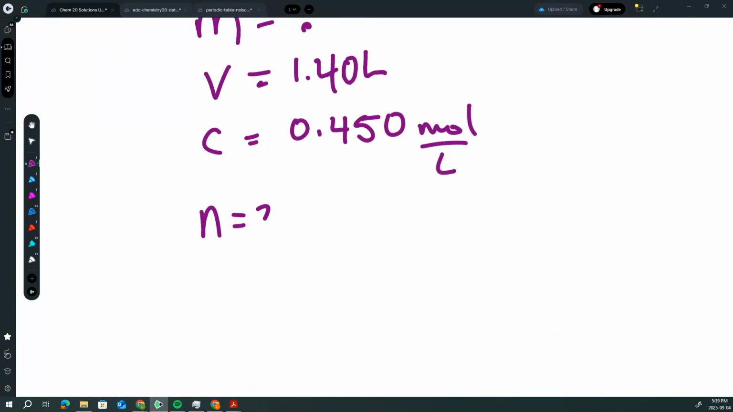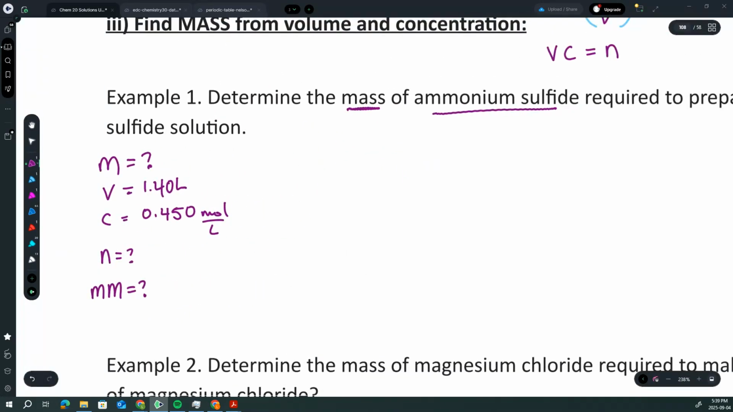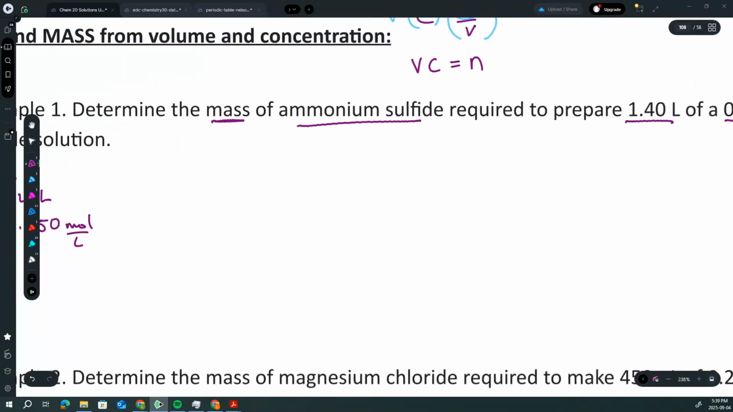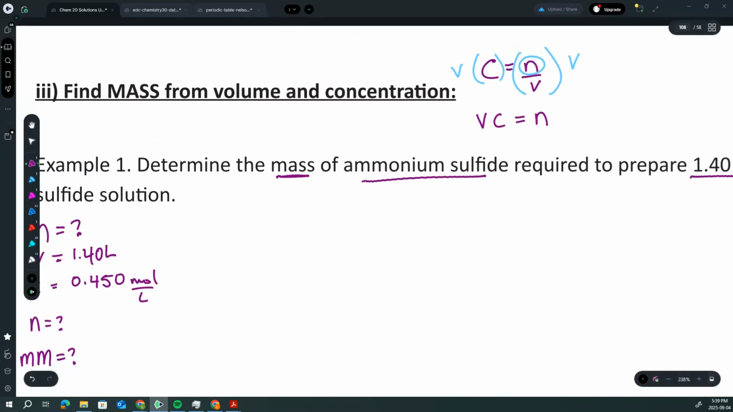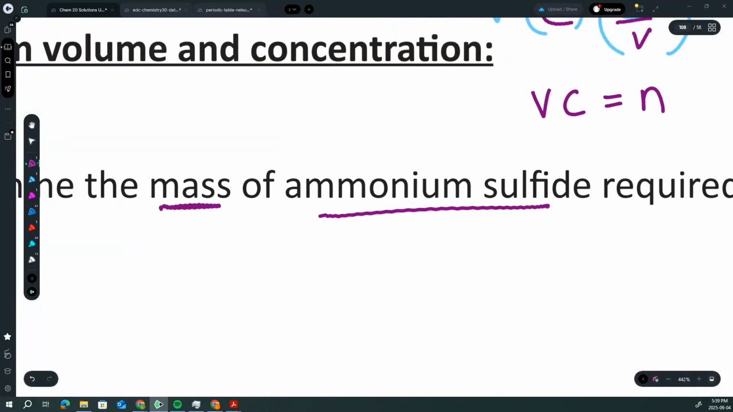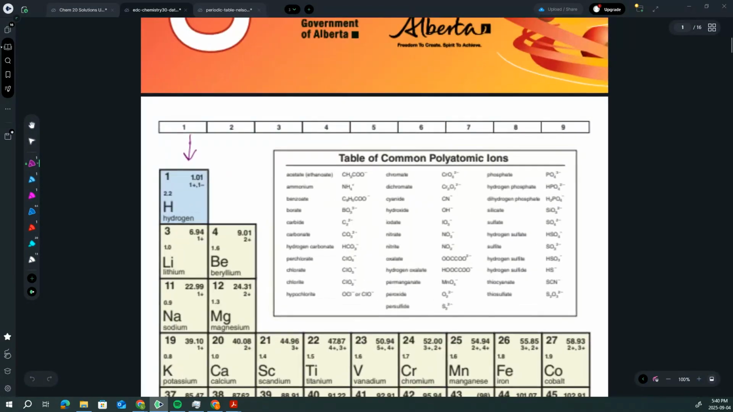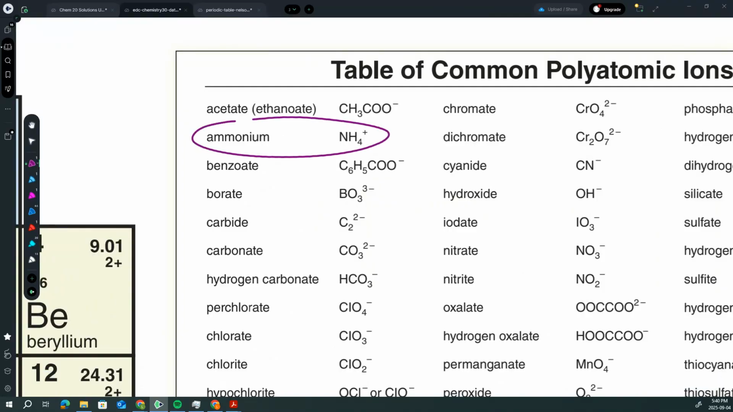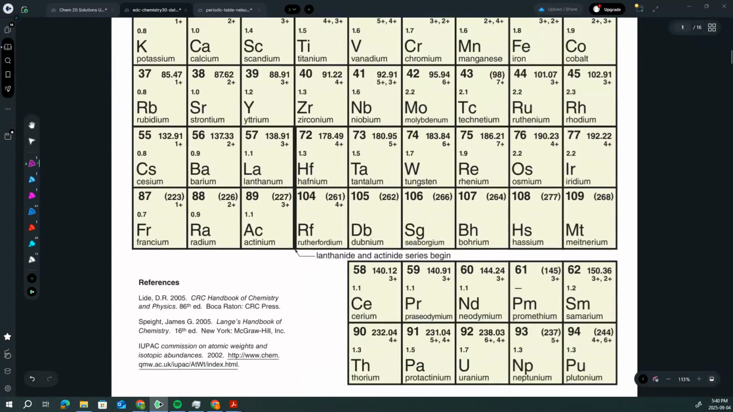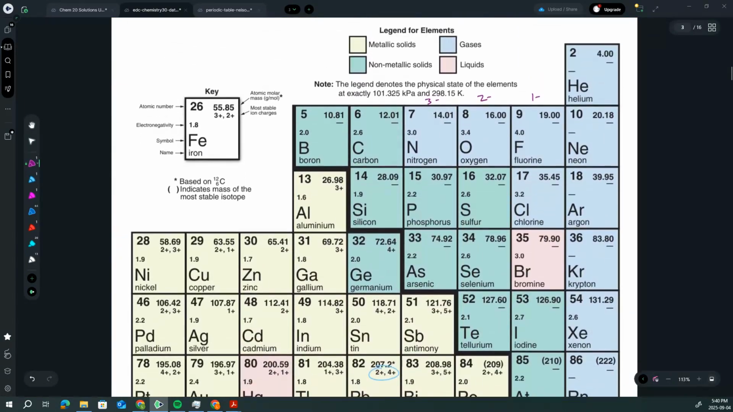So moles, we got no clue, and molar mass, that's going to be something that we figure out. Okay, now with molar mass, it's just easier to get that done and out of the way. So what's important here to be able to do is to convert the words into a chemical formula. So ammonium sulfide. Ammonium, that's one of our polyatomic ions, which is right here. So ammonium is NH4. Now sulfide, if it ends in IDE, then it's going to be an element.